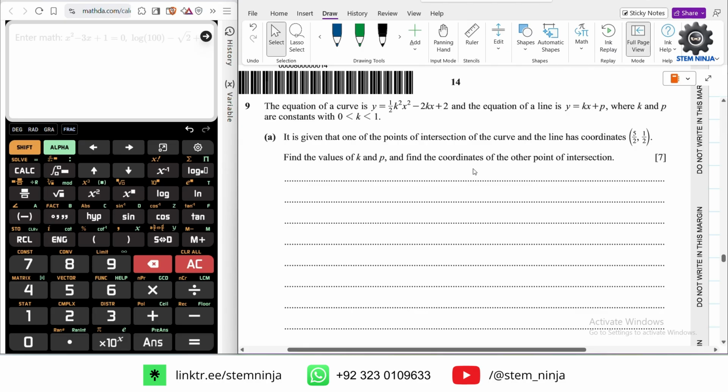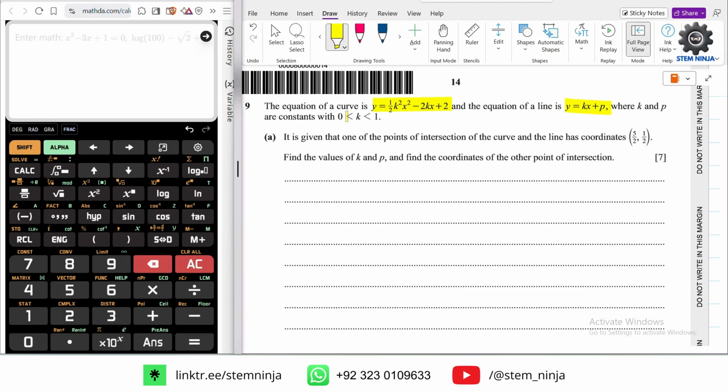Question number 9. The equation of the curve is this, and the equation of the line is this, where k and p are constants with k between 0 and 1. It is given that one of the points of intersection of the curve and the line has these coordinates. Find the values of k and p, and find the coordinates of the other point of intersection.